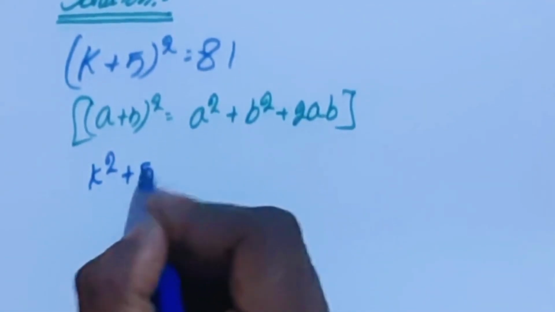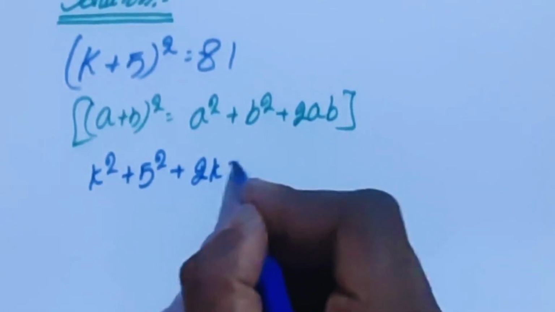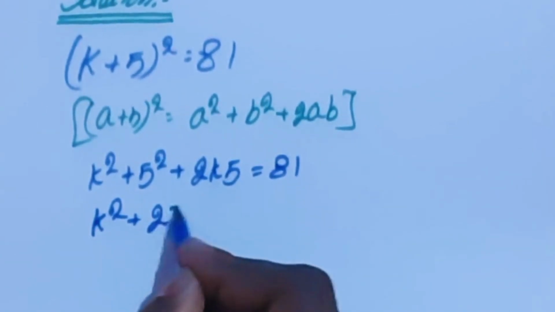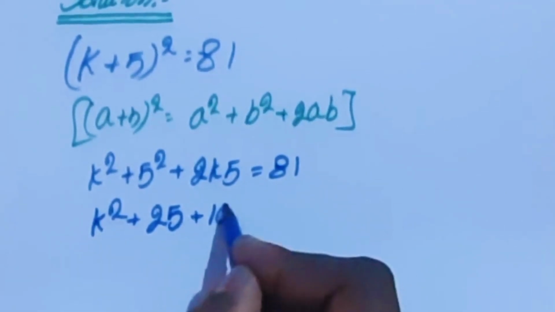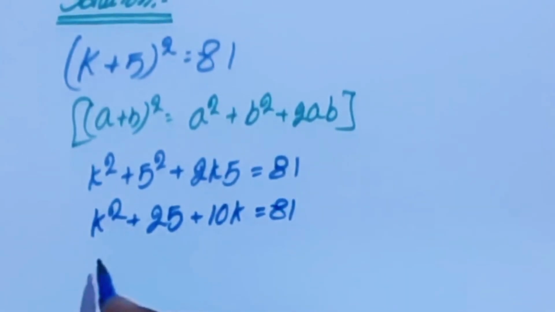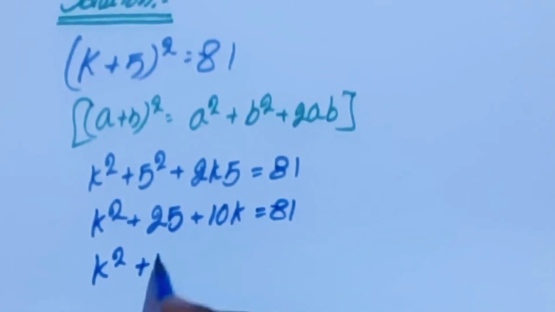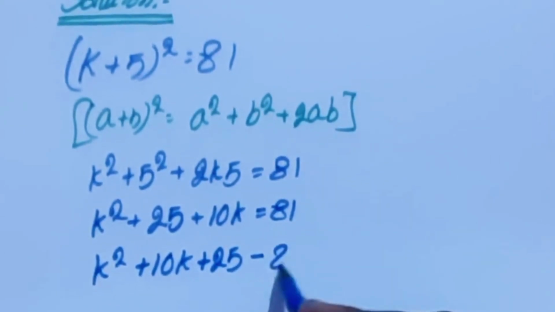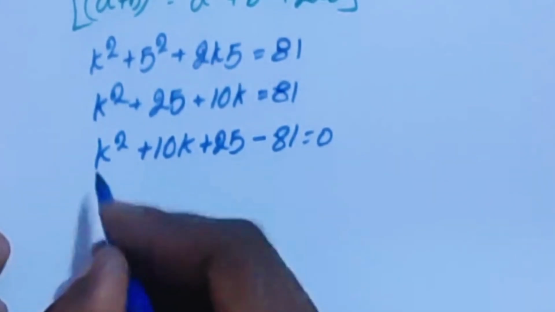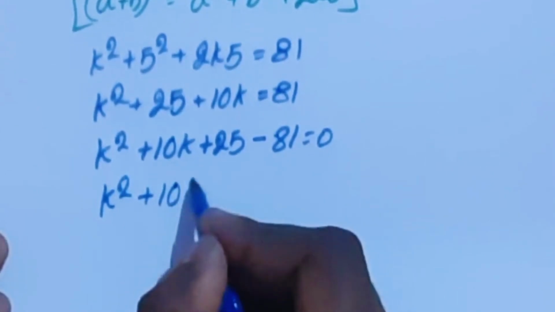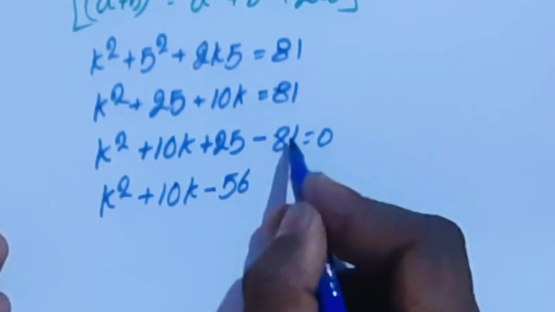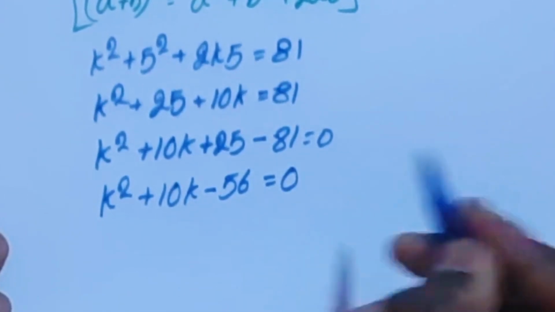So we'll get k² + 5² + 2·k·5 = 81. Here k² plus this 5² is 25, plus 2 times 5 is 10k, equal to 81. Here k² + 10k + 25, we are moving this 81 to the left hand side, so minus 81 equal to 0. Now k² + 10k, here 25 minus 81 is minus 56, equal to 0.